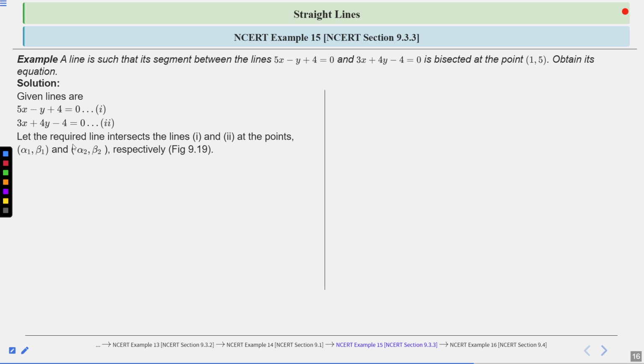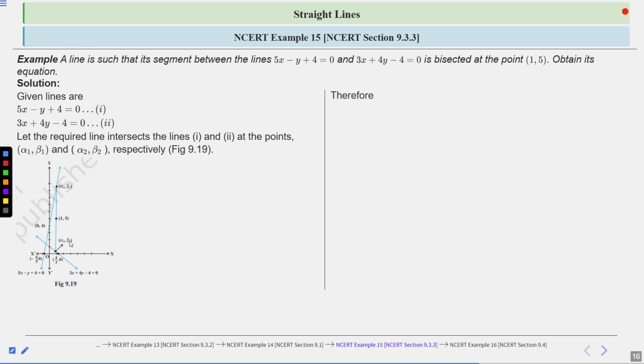Now let the required line intersect the lines 1 and 2 at the points (alpha 1, beta 1) and (alpha 2, beta 2) respectively, as shown in figure 9.19. Here you can see the required line intersects the lines 1 and 2 at the points (alpha 1, beta 1) and (alpha 2, beta 2).